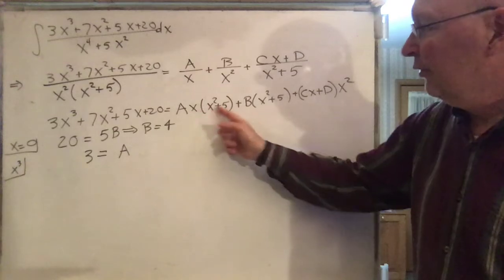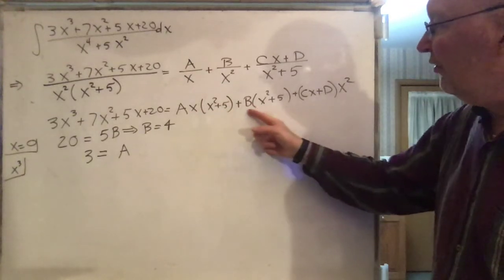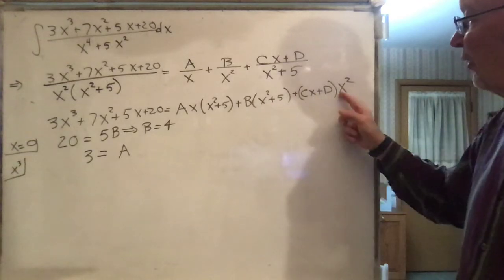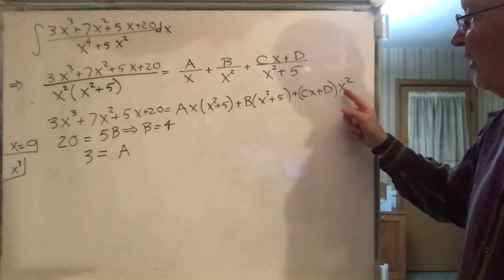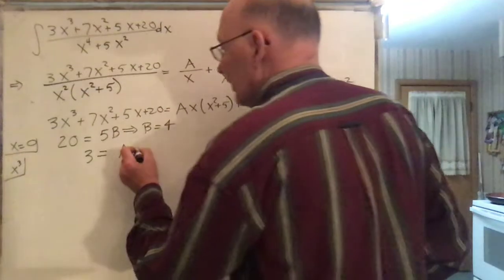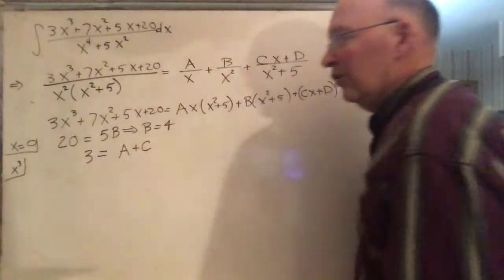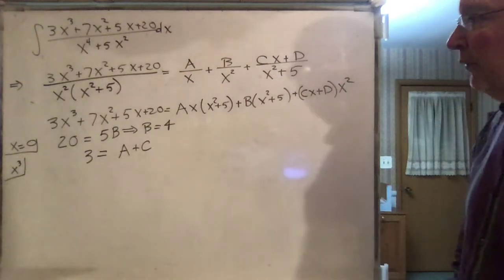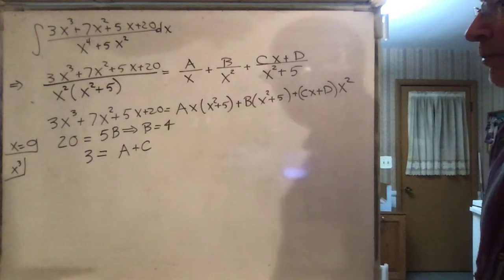This times this, there's no x cubed there, right? I'm just going to have an x squared. Here, I'm also going to get an x cubed. Cx times x squared is an x cubed, so I've got c of them right there. So I know that a plus c is equal to 3, but that's still not enough information. I'm going to have to get some more information.